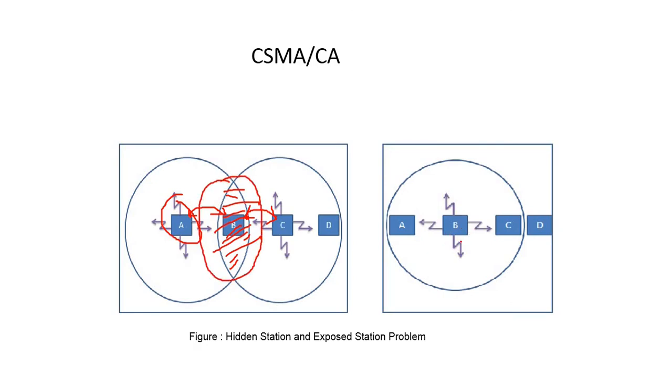Same thing in the exposed station problem. Whenever B is broadcasting data to everyone, B will forward the data in all directions. So A and C are both listening, and that is the exposed station problem. Get it? So let's see how we can overcome both problems.